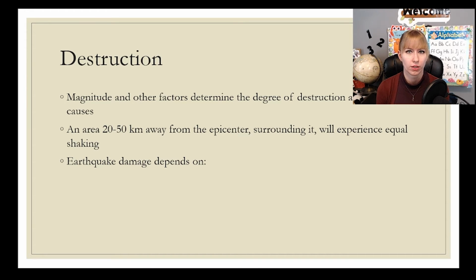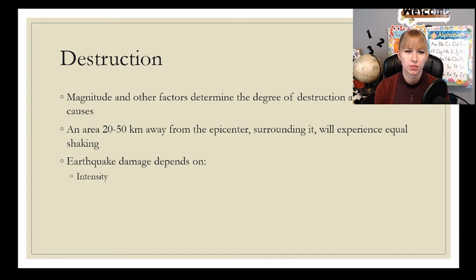Blocks and bricks generally sustain the most damage because they are the least flexible material, whereas aluminum or steel will move with an earthquake better.